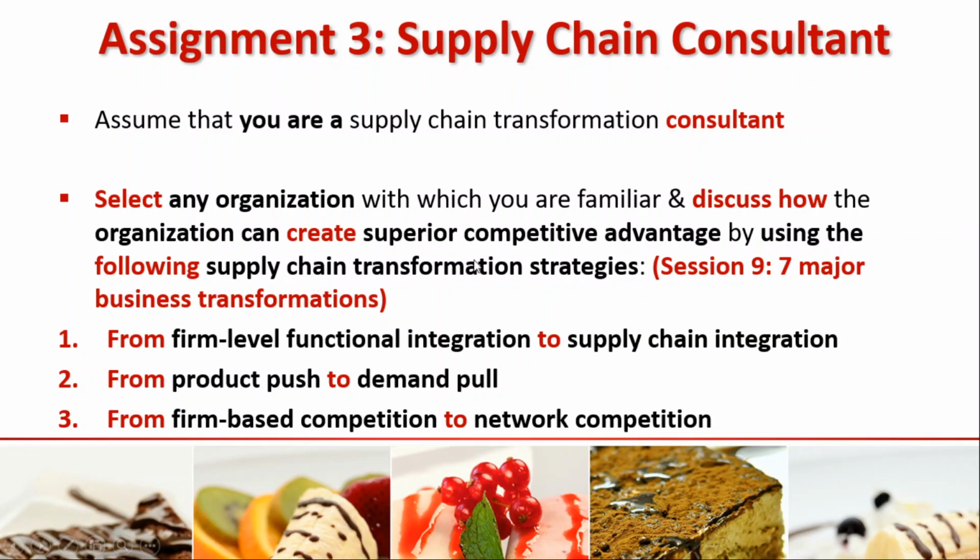supply chain transformation strategies. I know that a number of you were thinking that it was session 5, but really and truly it's actually session 9, and what you'll be looking under would be the 7 major business transformations. Three of these business transformations would ideally be from the firm level functional integration to supply chain integration, product push and demand pull, and firm based competition to network competition.